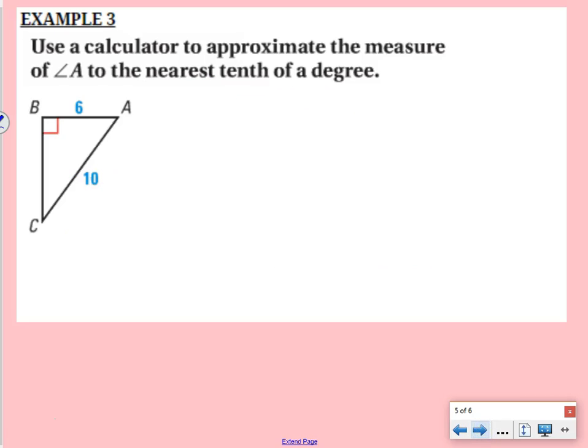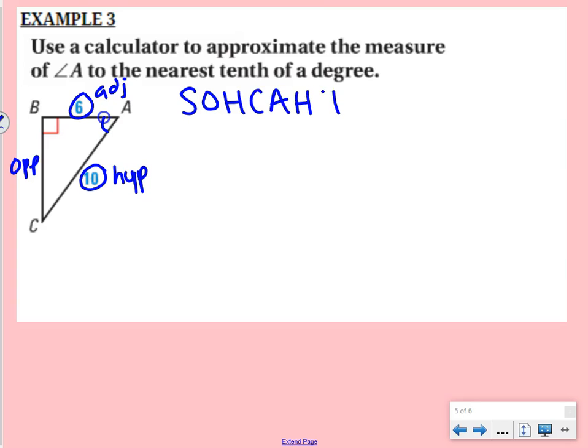Next example, we want to use a calculator to approximate the measure of angle A to the nearest tenth of a degree. So if we're looking at the measure of angle A, we can label our sides. We have our opposite side, our adjacent side, and our hypotenuse. So again, if we think about SOHCAHTOA, which piece uses adjacent and hypotenuse? It is the cosine piece. So we can say that the cosine of angle A equals the adjacent side, 6, over the hypotenuse, 10.